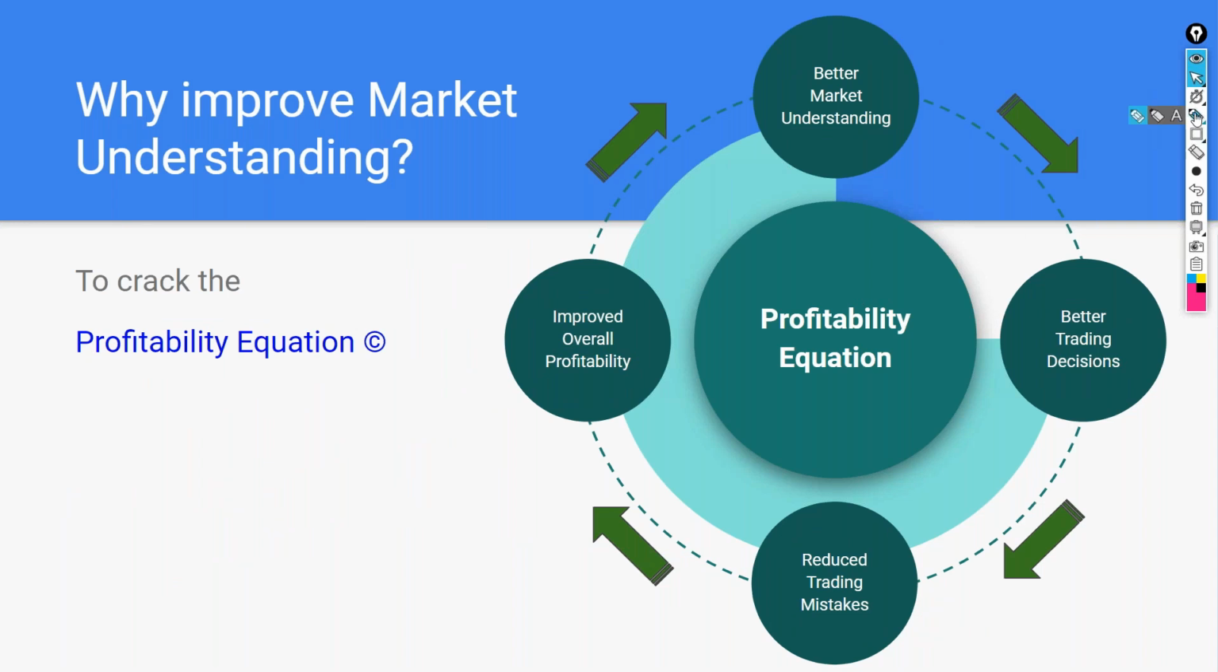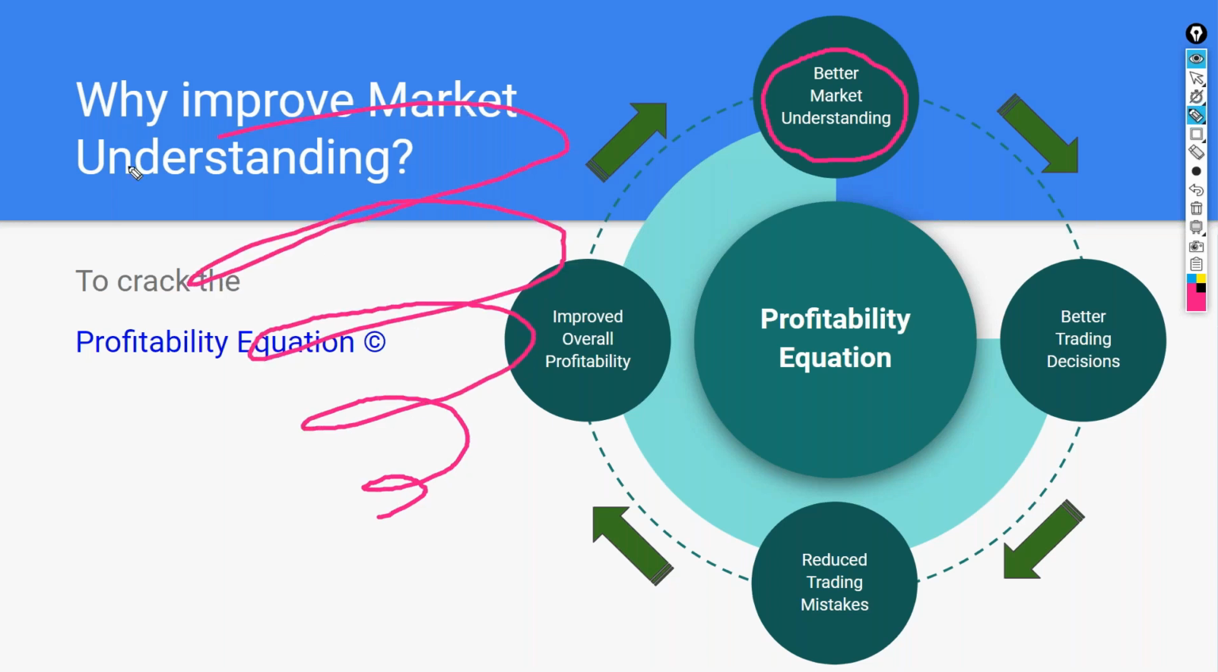Once you improve your overall profitability, your confidence in yourself increases, your confidence in your method increases. That leads to even better market understanding, and this cycle continues. This is what I call a virtuous spiral.